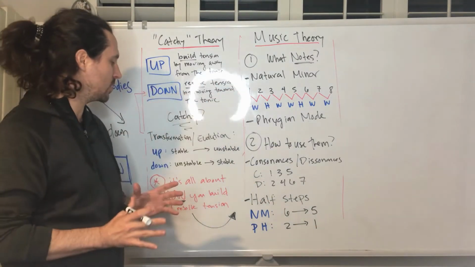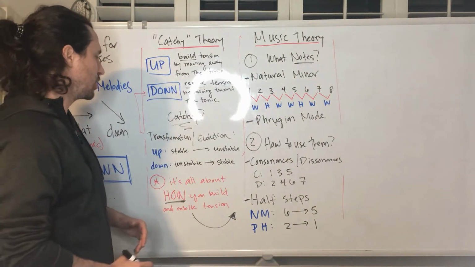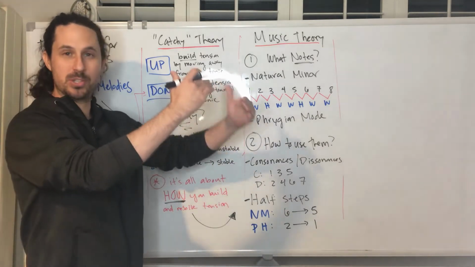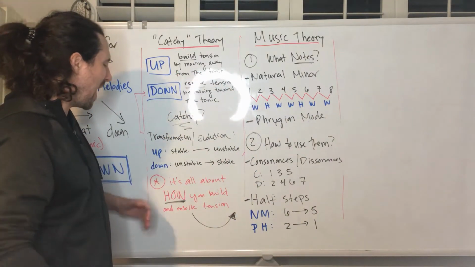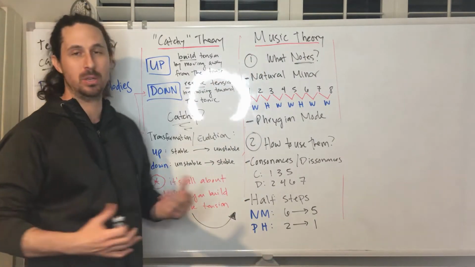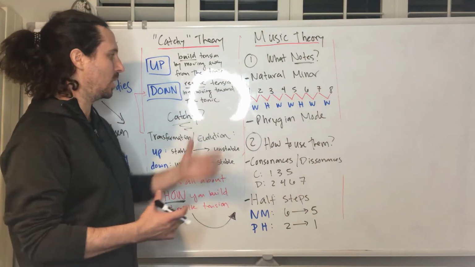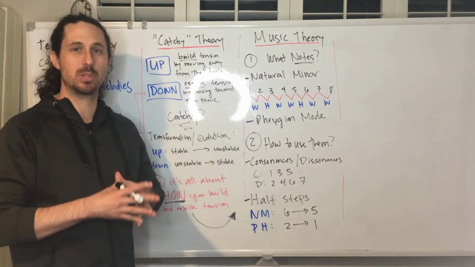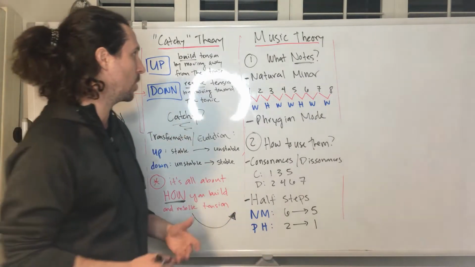All right, hopefully that wasn't too much of a mouthful, but here's the next part, okay? So it's not just about moving up in the scale. It's not just about moving down in the scale. It's all about how you build and resolve tension. And that's where we need to start looking at the underlying music theory, understanding the notes and the scales and how we can use the notes and the scales and the relationships to really make that up or down movement more interesting and catchy, okay?